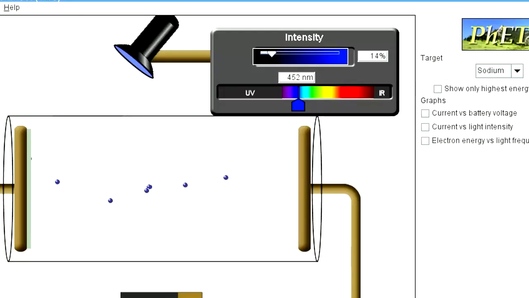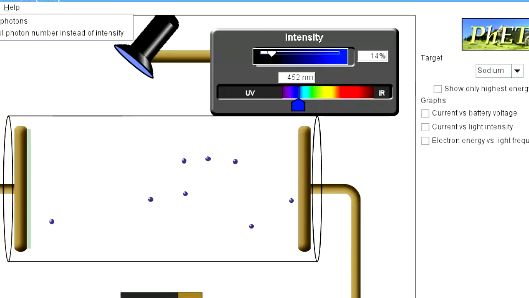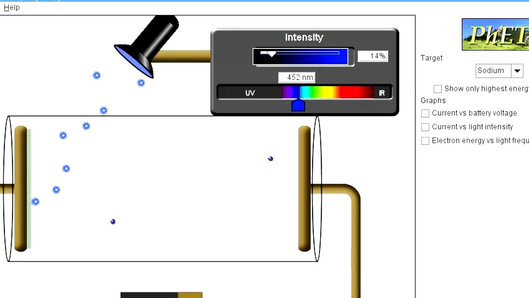So what we see here is that intensity is basically the rate at which photons are being ejected. So let me show you a different view. Instead of the beam of light, right now I'm showing you the light source as actual photons, like individual particles hitting that surface. And intensity is just the rate at which photons are being emitted from this light source. Right now this is a fairly low intensity, 14%.